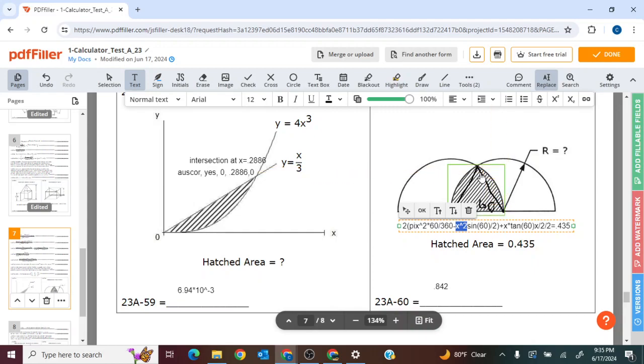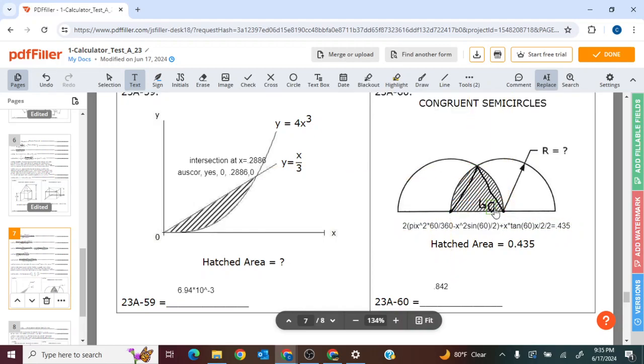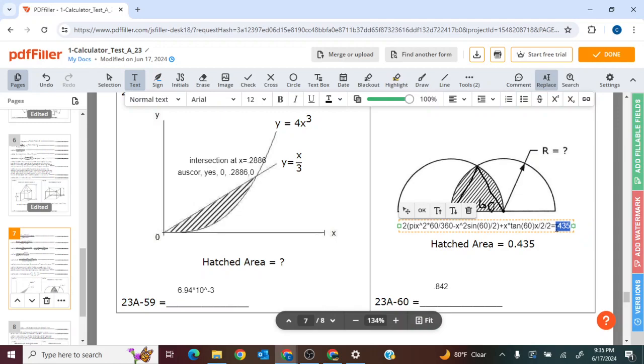The area of an isosceles or equilateral triangle is side squared times theta over 2. And once you have that, you also have to add this triangle inside here. So your base is your radius, and then your height is tangent of 60 times x over 2, and the area of the triangle requires you to divide by 2. If you do all that, assign it equal to that value, and you will get an x value of 0.842.